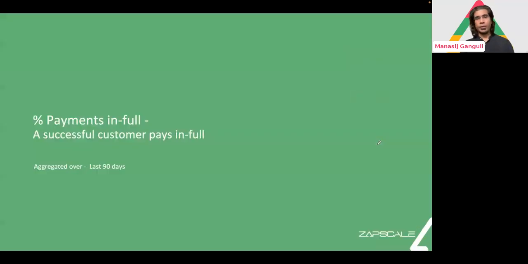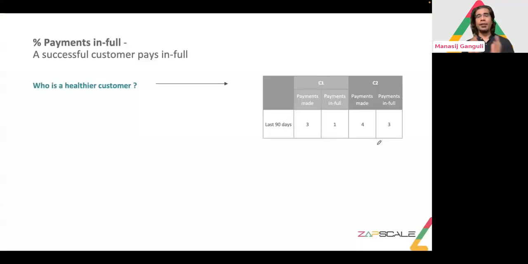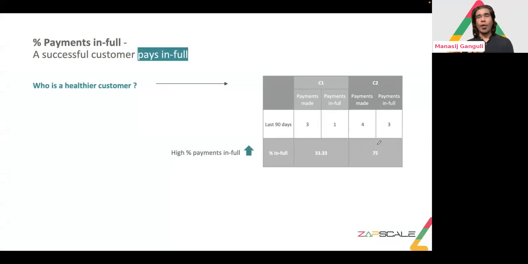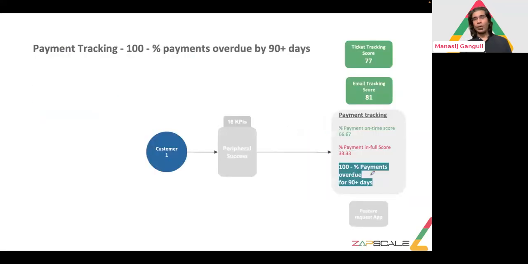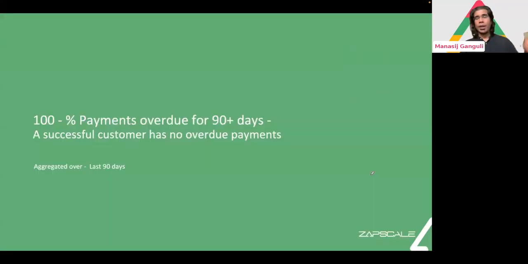Second thing is, the customer must pay in full, which means they should not have delinquencies in payments. Again, the most number of invoices cleared in full wins. Here, if you see this customer has paid 3 out of 4 invoices in full. This customer has paid only 1 out of 3 invoices in full. So their full payment score is only 33%. This one is 75%. So of course, there's no amazing science behind it. It's very simple. The guy who has paid you more in full every time is the winner here. And that's how you get your score for this.